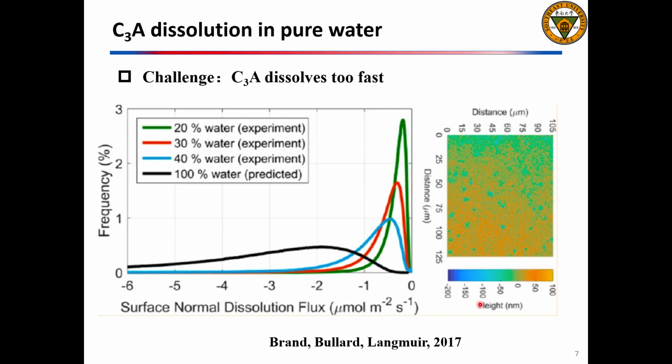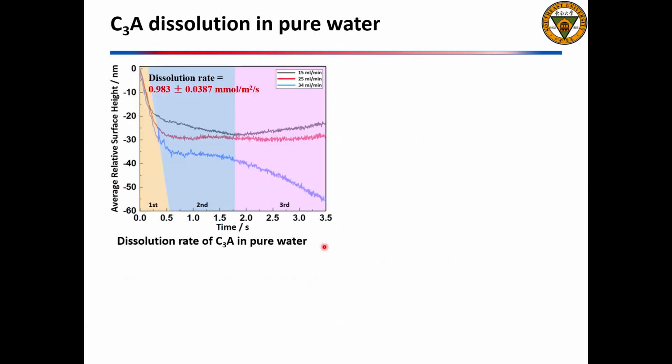In 2017, Brent and Bureau used the DHM to obtain C3A dissolution rates in water-alcohol solutions and predicted its dissolution rate in pure water. However, due to the extremely high reactivity, to the best of our knowledge, the experimentally obtained dissolution rate of C3A in water is still missing. Thanks to DHM, we are able to capture the short-time window of C3A dissolution. In water with different flow rates, C3A progresses through 3 stages within the first 3.5 seconds.